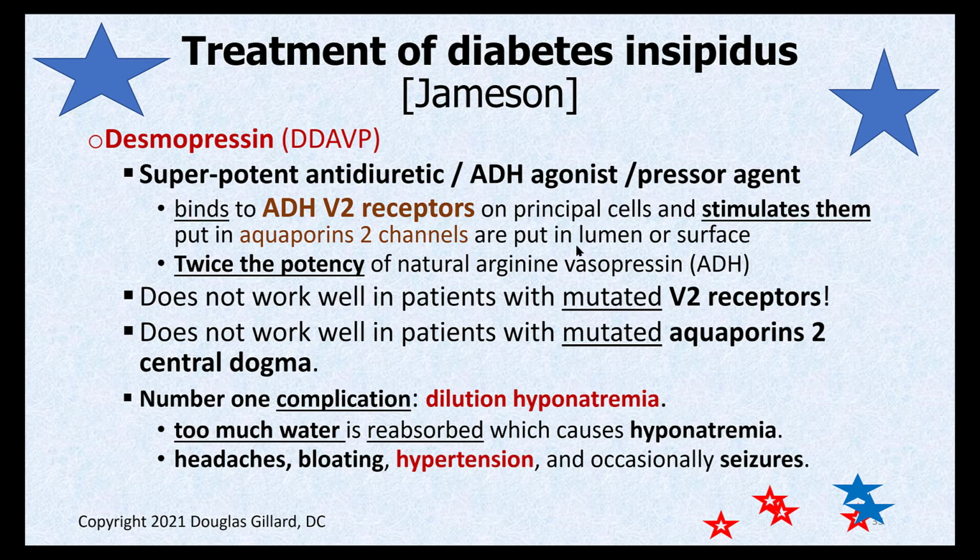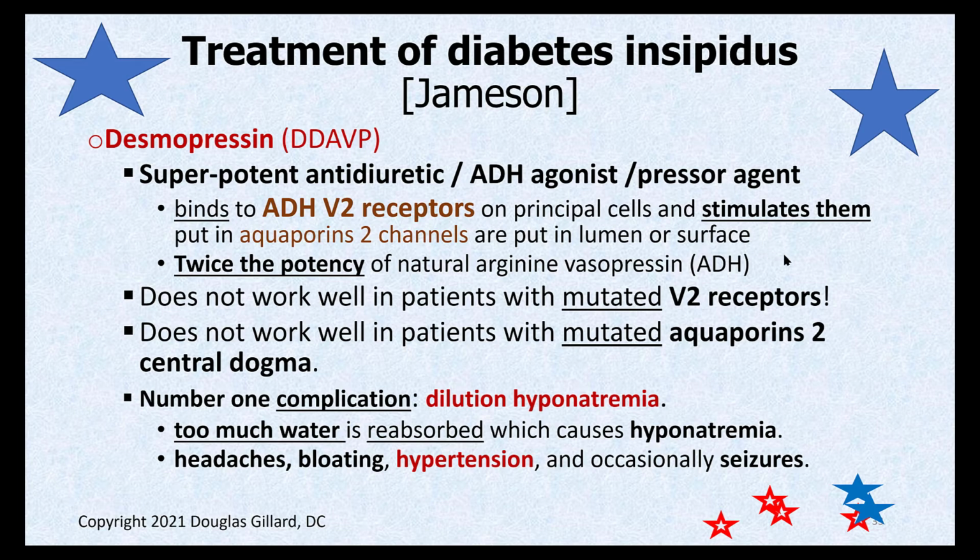All right, how do you treat diabetes insipidus? Well, the one you should know is desmopressin, DDAVP, a super potent antidiuretic, or you could call it an ADH agonist. What's the difference between agonist and antagonist? An agonist is going to put the cell in agony and make it do something. An antagonist is going to block its function. Or we could call it a pressor agent. Okay, what does it do?